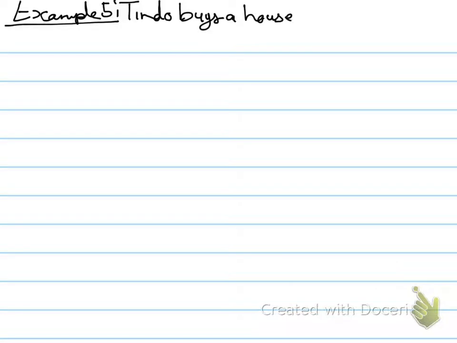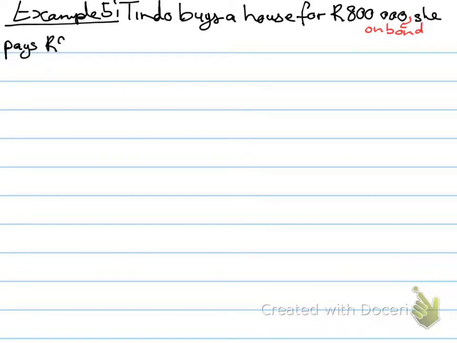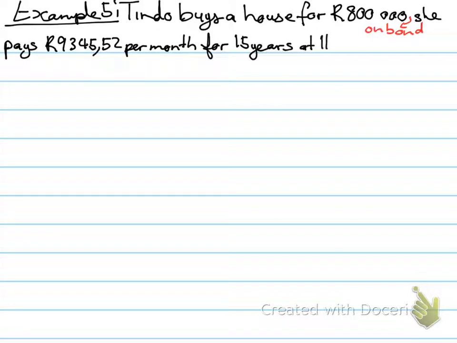Okay, let's look at another example. Example number 5. Tindo buys a house for 800,000, right, on bond, right? Keyword right there. That's why I put it in red. And then pays 9,345 rands 52 cents per month for 15 years at 11.5% per year compound interest.